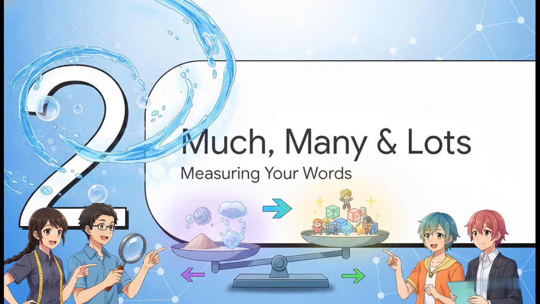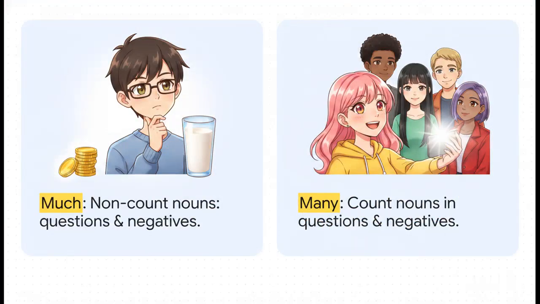Section 2. Much, many, and lots. Measuring your words. Now, we're going to layer on some specific expressions using the exact foundation we just built. So the crucial point is how we divide these 2 words. On the left, we've got much. We use much strictly with non-count nouns, and specifically when we're dealing with questions and negative sentences. Think of money or milk. You'd ask how much money do you have or say there isn't much milk left.